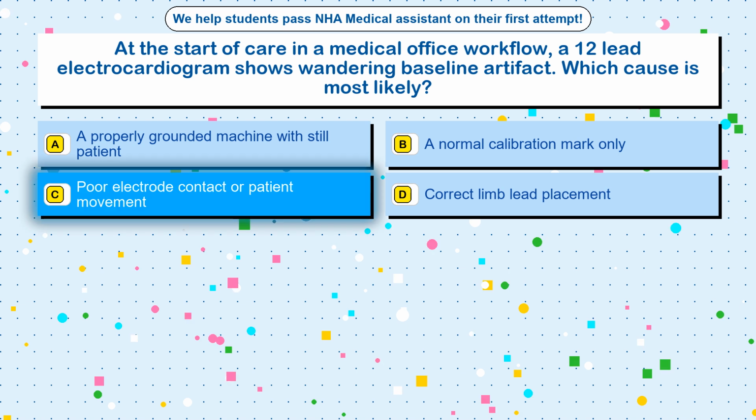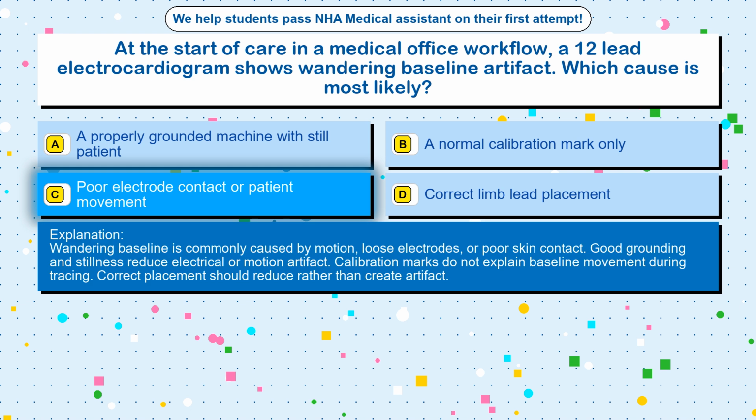The correct answer is option C. Poor electrode contact or patient movement. Wandering baseline is commonly caused by motion, loose electrodes, or poor skin contact. Good grounding and stillness reduce electrical or motion artifact. Calibration marks do not explain baseline movement during tracing. Correct placement should reduce rather than create artifact.